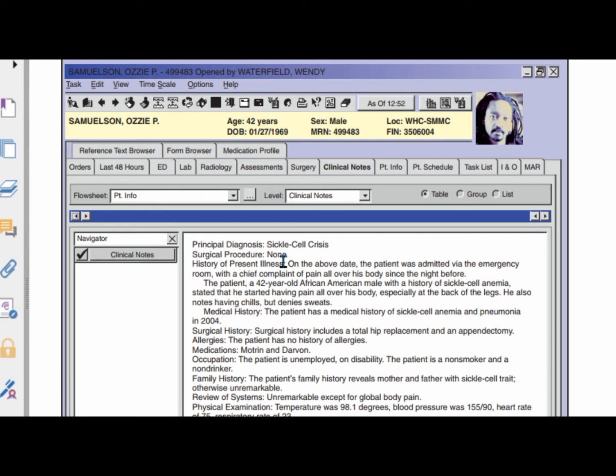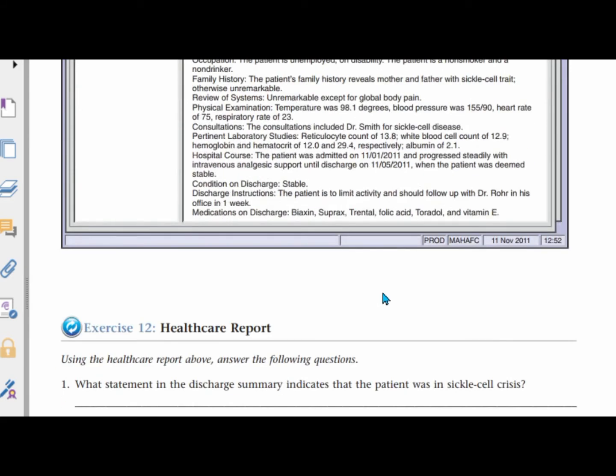Physical examination, temperature was 98.1 degrees, that is Fahrenheit. Okay, so slightly elevated lang. Blood pressure was 155 over 90, so systolic hypertensive. Heart rate 75, respiratory 23, normal. Consultations. The consultation included Dr. Smith for sickle cell disease, pertinent laboratory studies. So, yan na ang mga lab results niya. Stable. So, question, what statement in the discharge summary indicates that the patient was in sickle cell crisis?